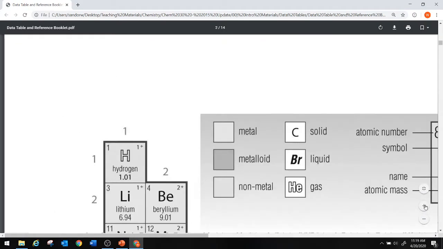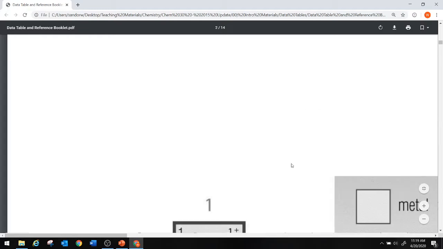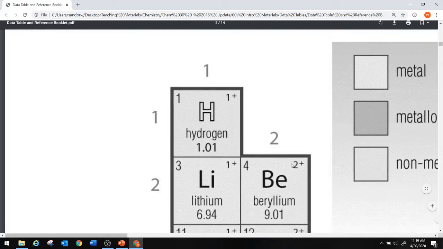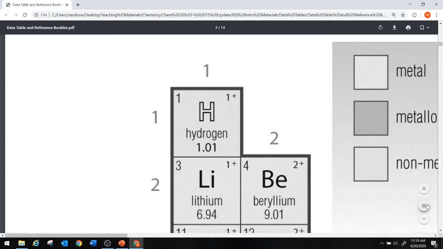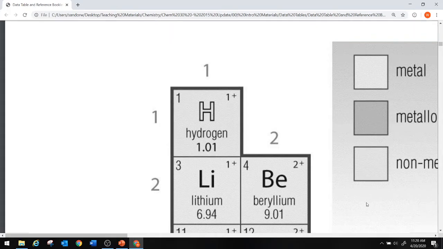And so if we zoom in on hydrogen, one of the things you're going to see is this number at the bottom. Previously we called this number the atomic mass, but what's probably a more accurate description right now for the way that we are going to use this is to call it the molar mass. And so what we mean by that is the mass of 1 mole of hydrogen.